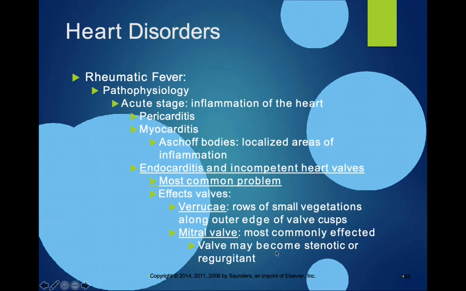These are the ones that are most commonly affected, and they become stenotic or regurgitant, meaning when the left ventricle contracts, it can push the mitral valve up, and then you get this regurgitation of blood from the left ventricle back into the left atrium. So with endocarditis, verrucae, rows of small vegetations, and they affect which valve? Most commonly the mitral valve, causing a regurgitation.